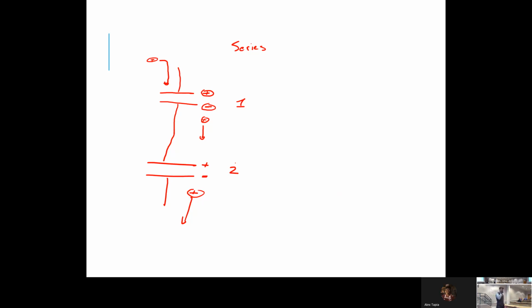Yeah, so the idea here is that any charge that leaves the first capacitor must get deposited on the second one. There's nowhere else for that charge to go. So if you force 10 coulombs of charge off of the first capacitor, that 10 coulombs of charge must be forced onto the second capacitor. Is that okay so far?